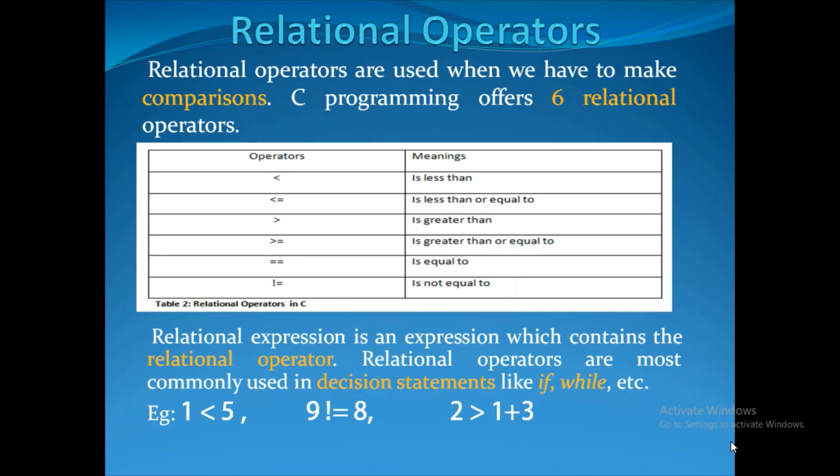C programming offers 6 relational operators. Please observe the meaning of these symbols keenly. This is the less than symbol. Less than or equal to. That is very important. Greater than symbol. Then greater than or equal to. Double equal to for comparing two values. Not equal to verifies whether the condition is negative or not. The relational expression is the expression which contains a relational operator. Relational operators are most commonly used in decision statements like if, while, etc.